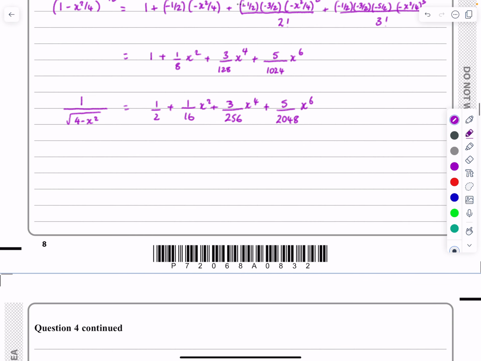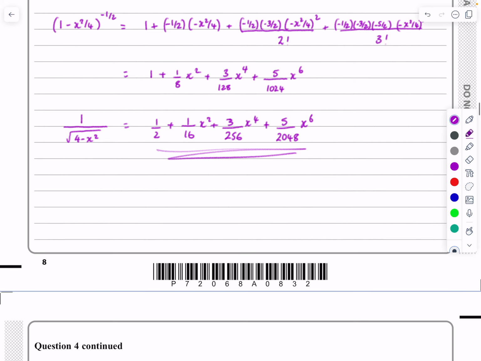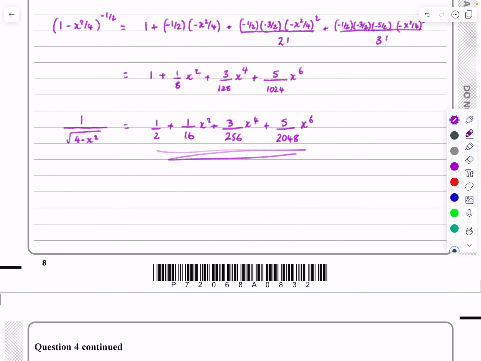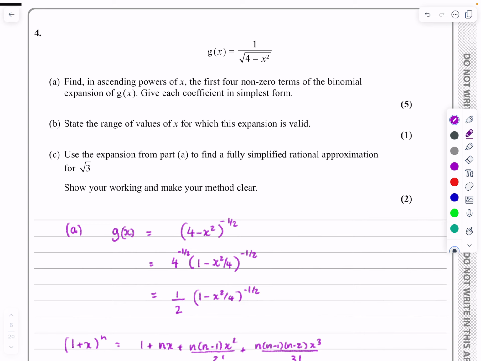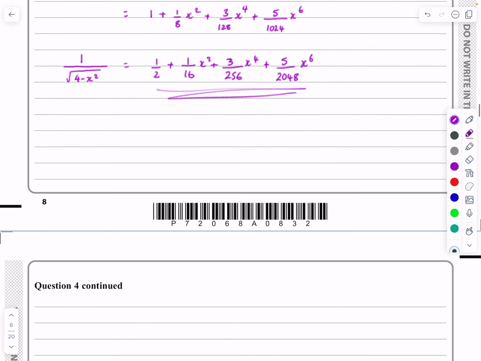When you're doing your revision, you cannot do too many of these, in terms of just making sure we can try and get those done accurately, efficiently, and quickly when we're looking at them. Okay, what does part B say? Part B says state the range of values of x for which the expansion is valid. That's always a nice easy part to actually do.